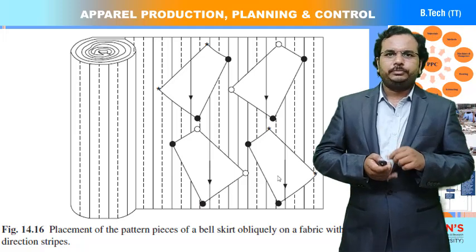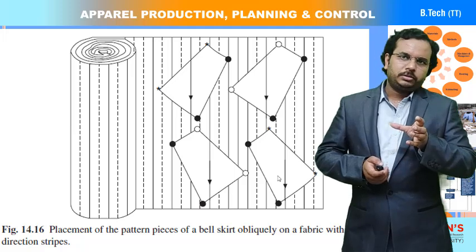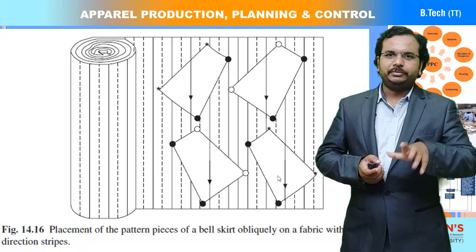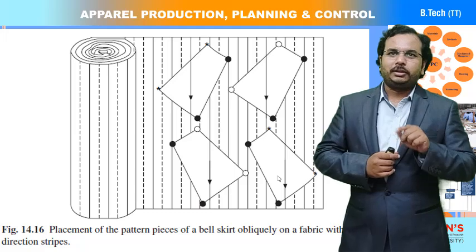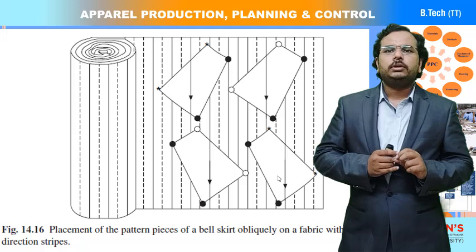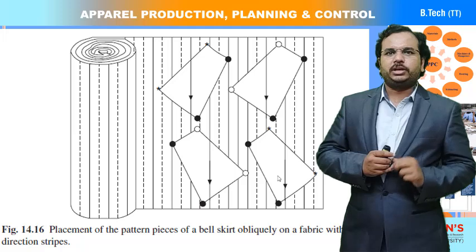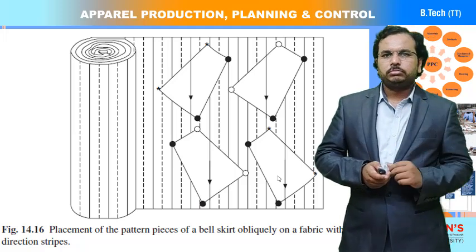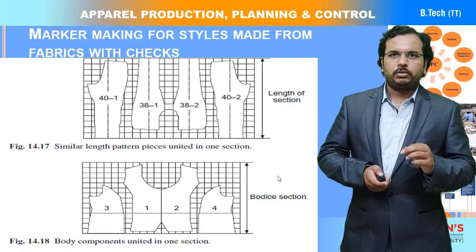So you can see here the placement of pattern pieces on a bell skirt obliquely. If you observe, the pattern is rotated and tilted at an angle, but you can see that from one panel to the other panel, they have matched the stripes of the fabric at whatever match points there are. Okay, so that is a major thing to get a good appearance of the fabric or garment.